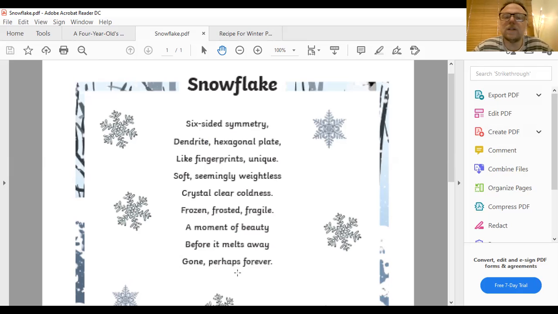So did you spot the alliteration? Did you say it had no rhyme? But hopefully you talked about some of those words as well when you were discussing what the words actually meant in that poem.